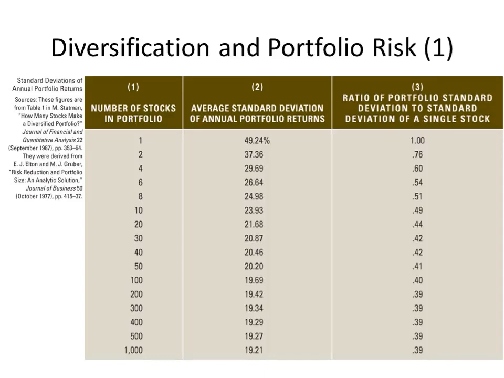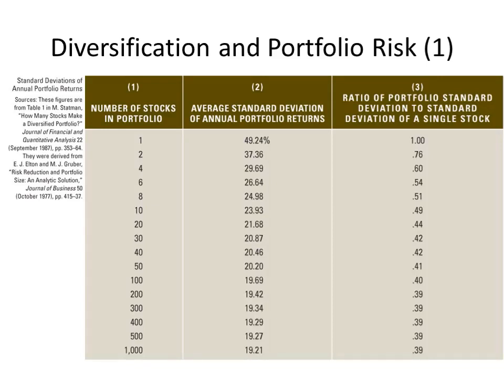Now, the next thing they did was randomly choose two stocks from the pool of available stocks and put them in a portfolio together and see what the standard deviation of that portfolio would be. On average, those randomly drawn portfolios of two stocks had a standard deviation of 37.36%, which we can see is 76% the standard deviation of the single stock. So we were able to dump 24% of the risk by simply adding a second stock.